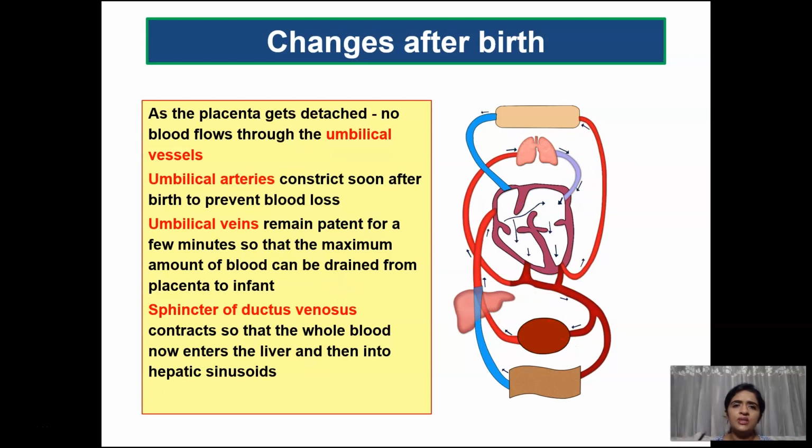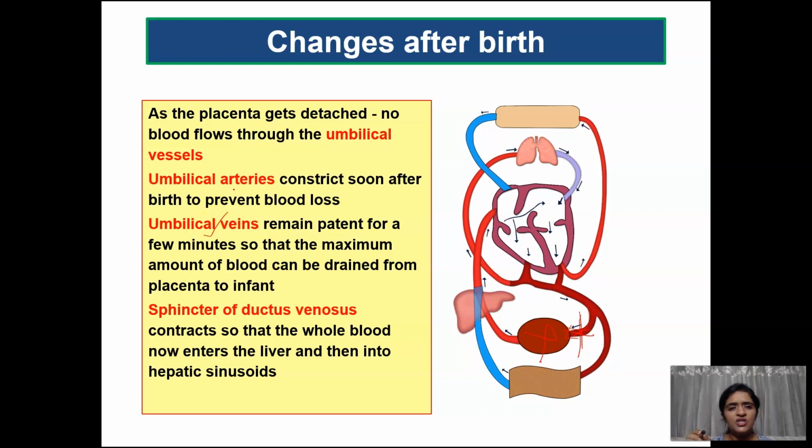Now, as the placenta gets detached, no blood flow occurs through the umbilical vessels. The umbilical arteries constrict soon after birth. So, when you compare the umbilical artery and umbilical vein, soon after birth, it will be the umbilical artery which will be constricting, because the placenta is a dead tissue. No more blood should flow now to the placenta from the fetus. That is, the fetus should not lose blood. What about the umbilical veins?